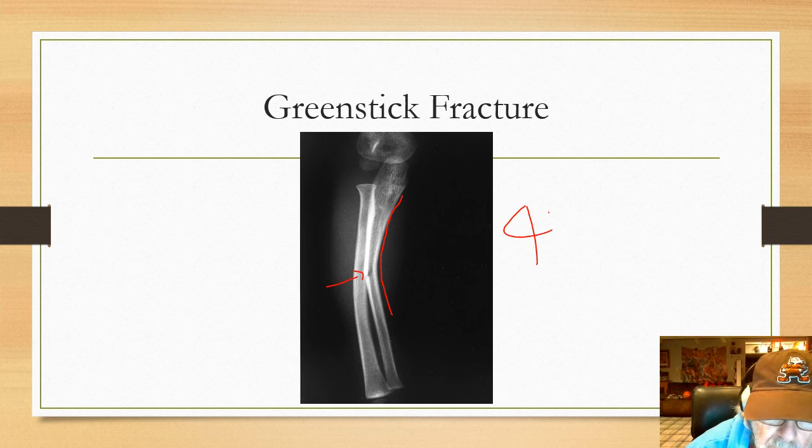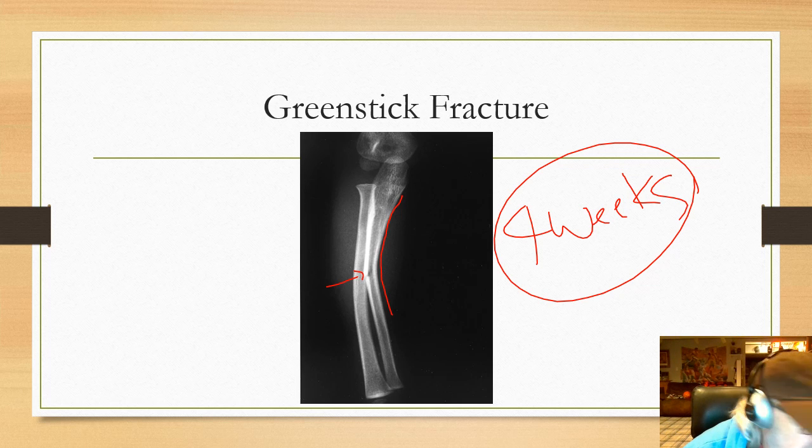They heal usually in about 4 weeks. They're usually back to normal. I stick them in a splint. They don't even have to have much immobilization because the bone's still intact. It's just one side of the bone that is broken, not all the way through the bone, and that's called a greenstick fracture. And they're relatively not uncommon, let me put it that way, in younger kids. So you will see those greenstick fractures.